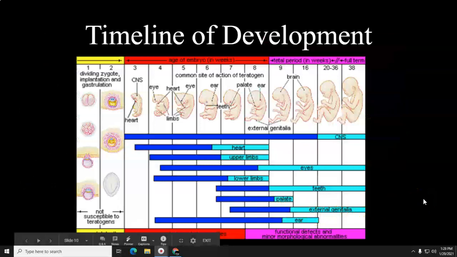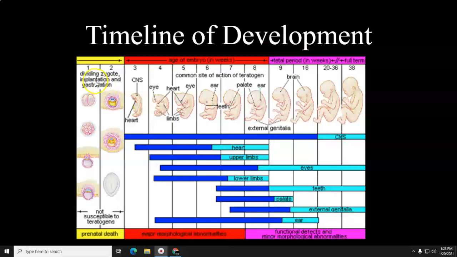So the timeline of development, those first 2 weeks, you have the dividing zygote. And then you have the next 8 weeks, you start growing things. You go from that little bean with your tail and your eye spot, and you have your heart, and you start growing. These are limb buds. They start turning into your arms and legs.